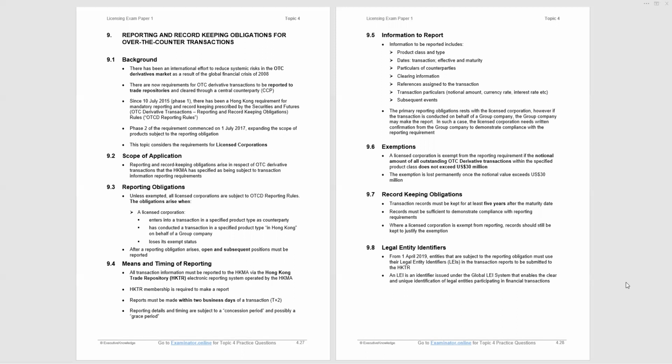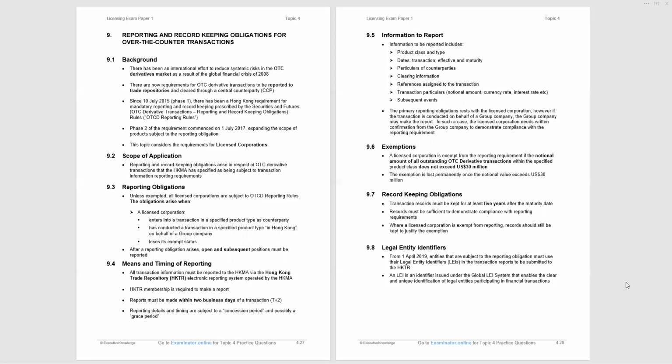You're reporting to the HKMA because it's a liquidity issue. The HKMA want to know where all the big OTC derivative positions in Hong Kong are, because potentially they could cause problems for the liquidity of the markets. But it's only sizable positions that they're interested in. So under exemptions, paragraph 9.6, a licensed corporation is exempt from the reporting requirement if the notional amount of all outstanding OTC derivative transactions within the specified product class does not exceed 30 million US dollars. So if you have OTC derivative positions under 30 million US dollars, you don't have to report.